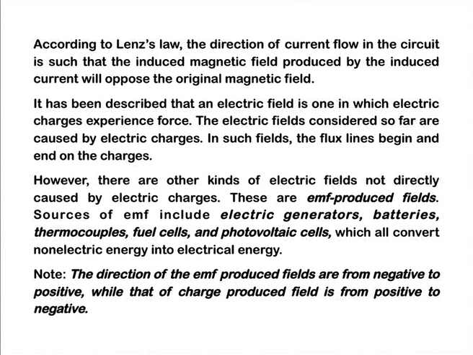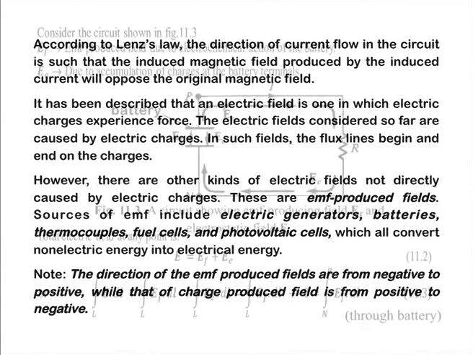However, there are other kinds of electric fields not directly caused by electric charges. These are EMF produced fields, and the EMFs are produced by batteries, electrical generators, thermocouples, photovoltaic cells, etc., which all convert non-electrical energy into electrical energy. It should be noted that the direction of EMF produced field are from negative to positive, while that of field produced by charges is from positive to negative.